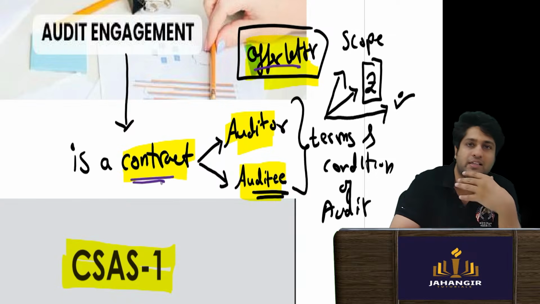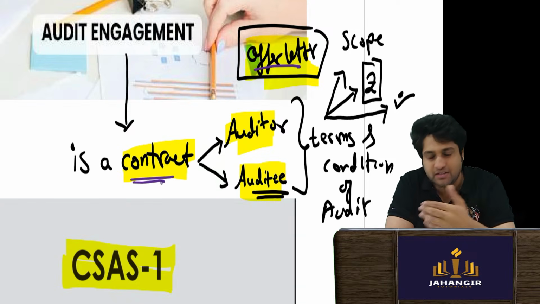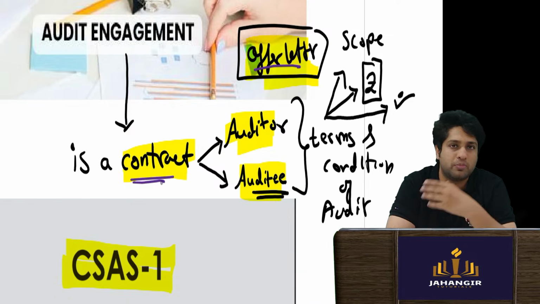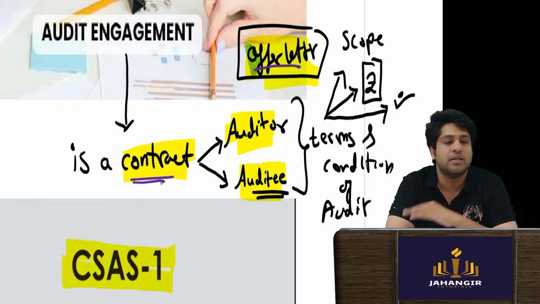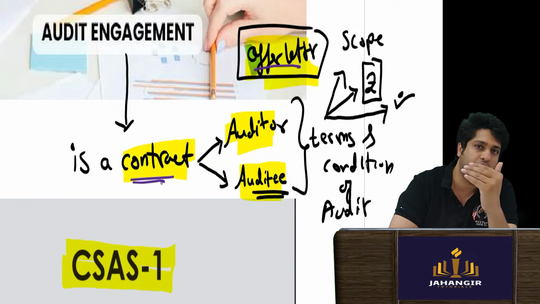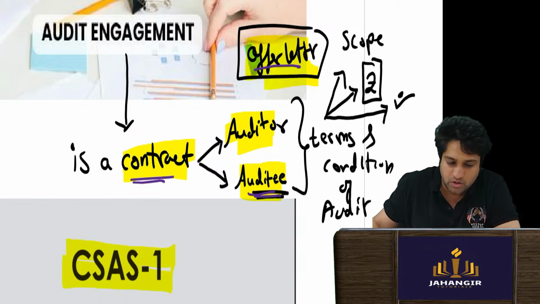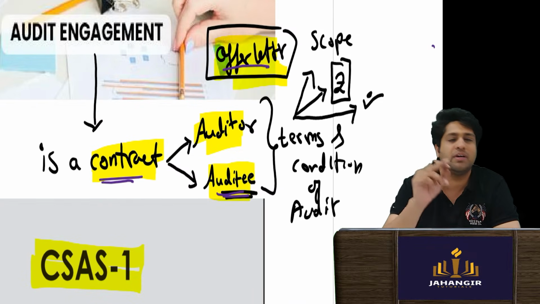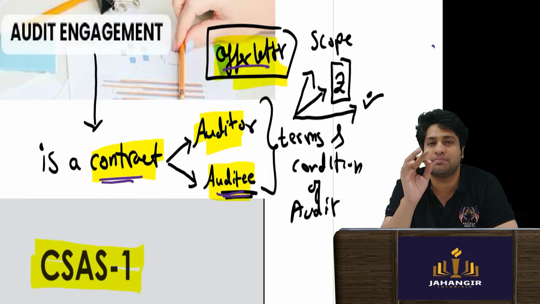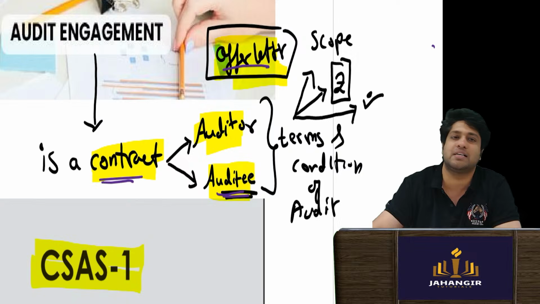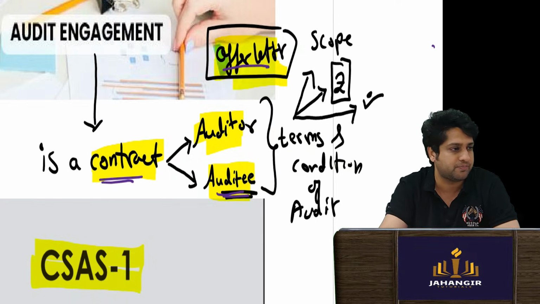So the auditor is the person who's going to check, could be a company secretary, could be a chartered accountant, could be a cost and management accountant. That is an auditor. The one on whom the audit is being done is called the auditee. So what does the audit engagement cover? It covers the terms and conditions, simple terms and conditions of the audit. Now I am asking you, what all terms and conditions are going to be covered? According to you, what all terms and conditions will be there?